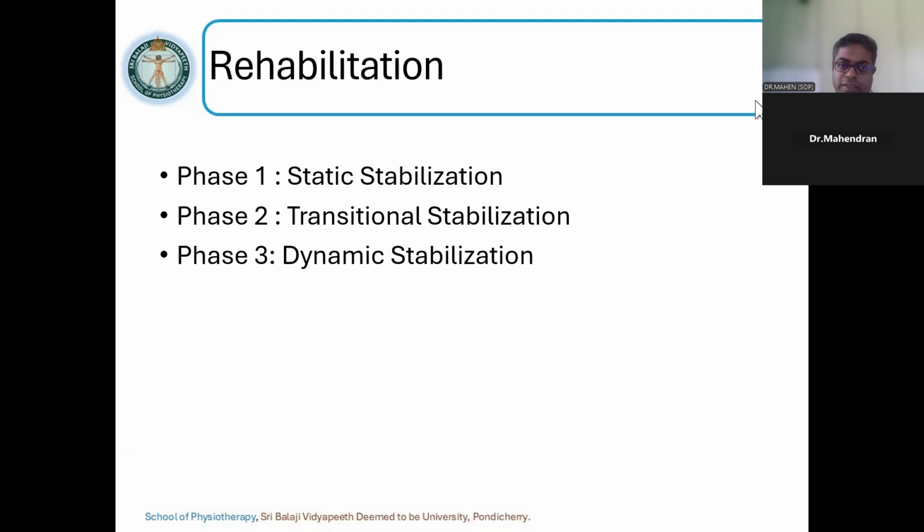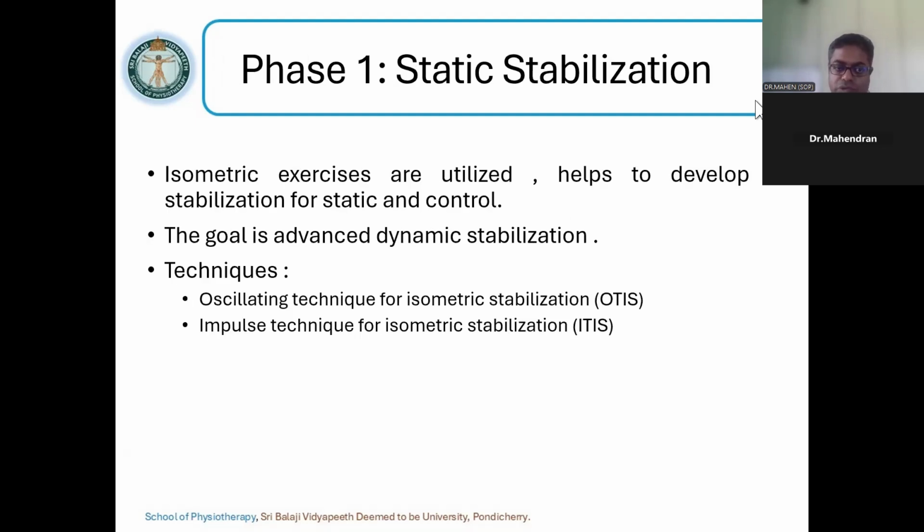Phase one is the static stabilization. Phase two is the transitional stabilization. Phase three is dynamic stabilization. This phase we could use for the incorporation of RNT at the terminal phase of the rehabilitation. So in phase one, what are we supposed to do? We can use isometric exercises. We know that isometric exercise is one of the powerful techniques, because the motor firing will be more when we compare it with isotonic exercises.